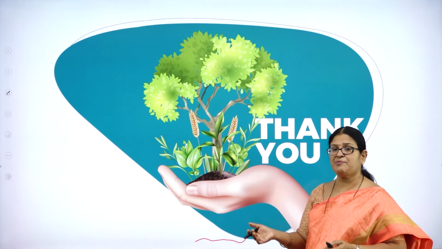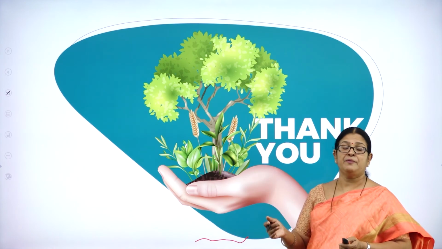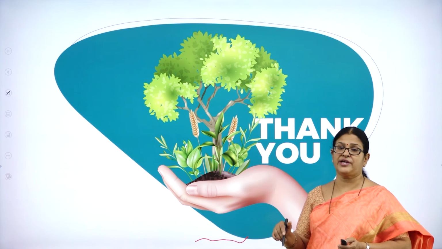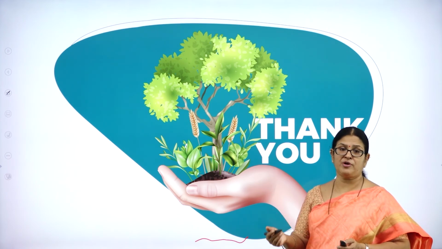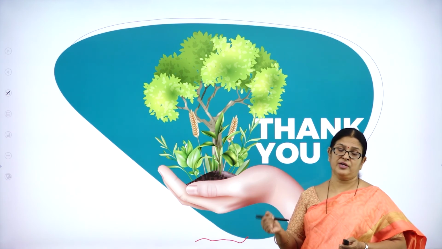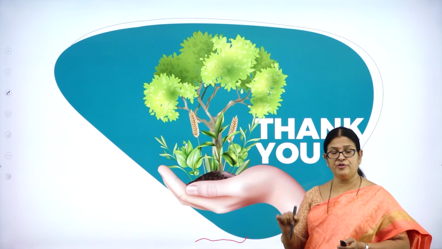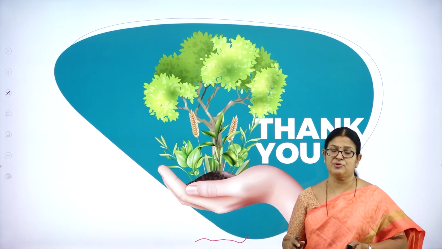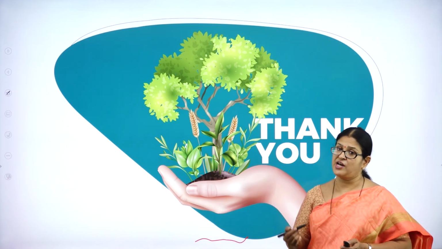Then in the next coming session I'll start with the shoot system. But as I said, other than these usual functions, if they want to get themselves modified to perform some special functions, then they get modified for what? For giving mechanical support, for food storage, for respiration, and even you have come across climbing. Such is the beauty of these flowering plants.